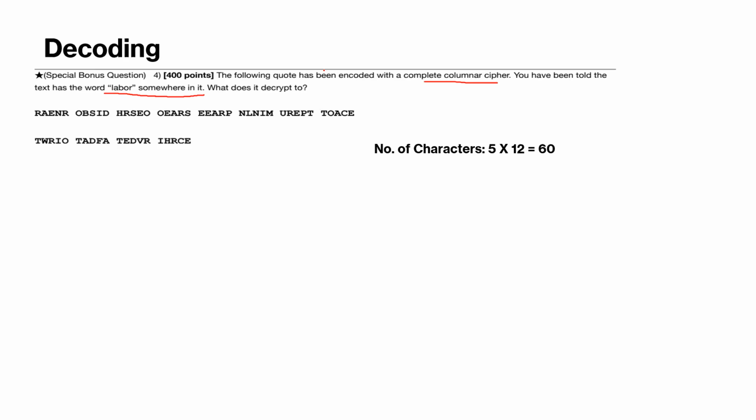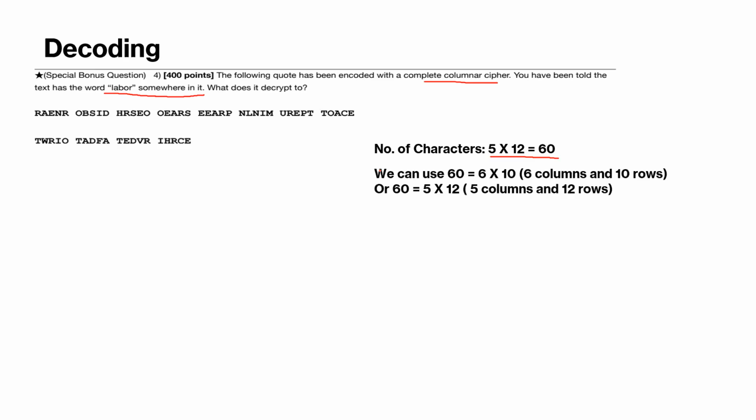what we see is there are 12 5-letter words. It's divided into 12 5-letter words here, so the number of characters is 60. 5 times 12 is 60. Now there are two ways we can get to 60. We can use 6 columns and 10 rows, or we can use 5 columns and 12 rows. So there could be some trial and error here.